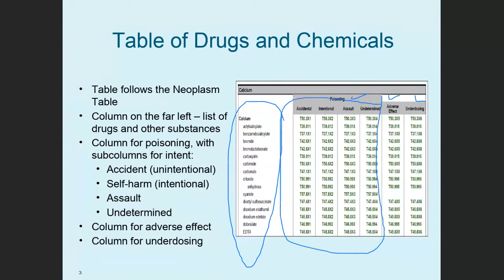which indicate the intent of the poisoning. Was it an accident? Was it intentional, such as a suicide attempt? Was it an assault, where someone tried to harm the patient? Or was it undetermined? Undetermined is used only when the physician specifically documents that the intent is undetermined. If the intent is unknown or unspecified, use the column for accidental.